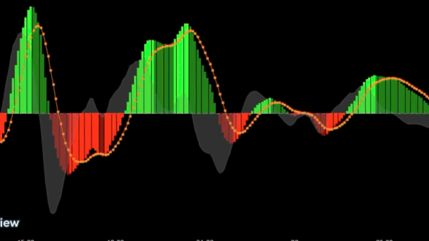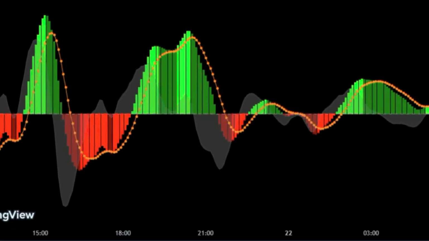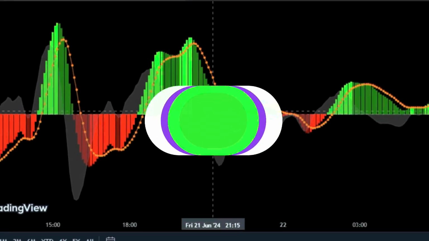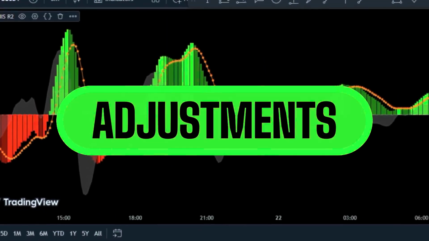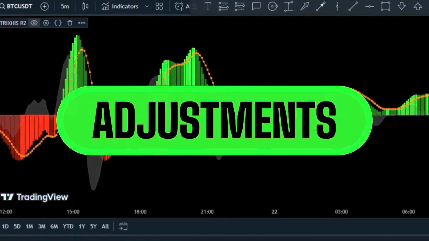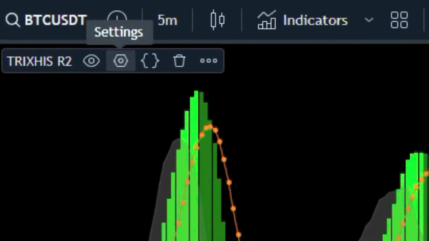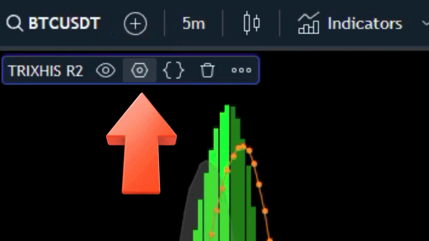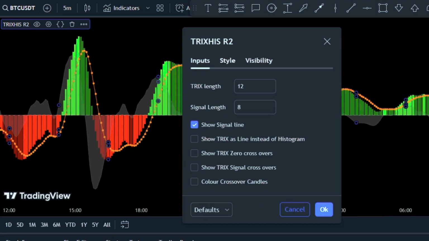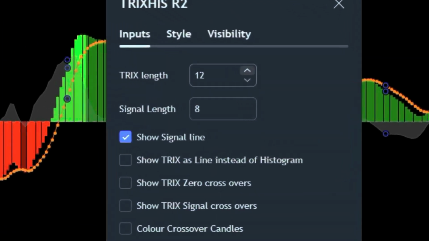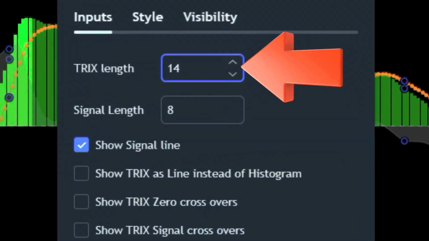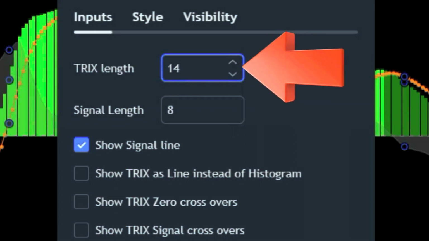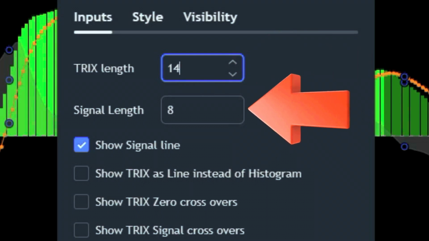Now to create a scalping strategy that'll bring in those profits, we need to fine-tune the settings on our shiny new indicator. Don't worry, it's a breeze. Just find the TRIX histogram R1 indicator name and look for the trusty gear icon. Give it a click and you'll open up a world of possibilities. In this case, the settings window. As you're tweaking the settings, remember that I'm here to guide you through the process, so don't hesitate to pause the video if you need more time to explore the options.